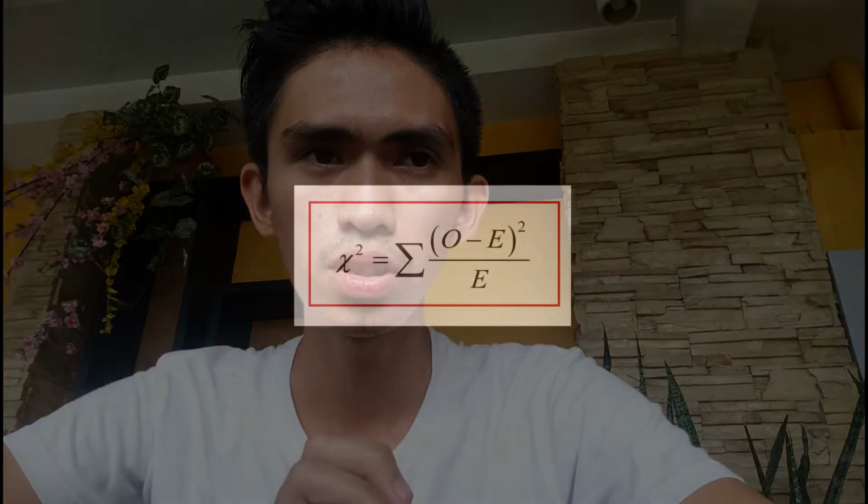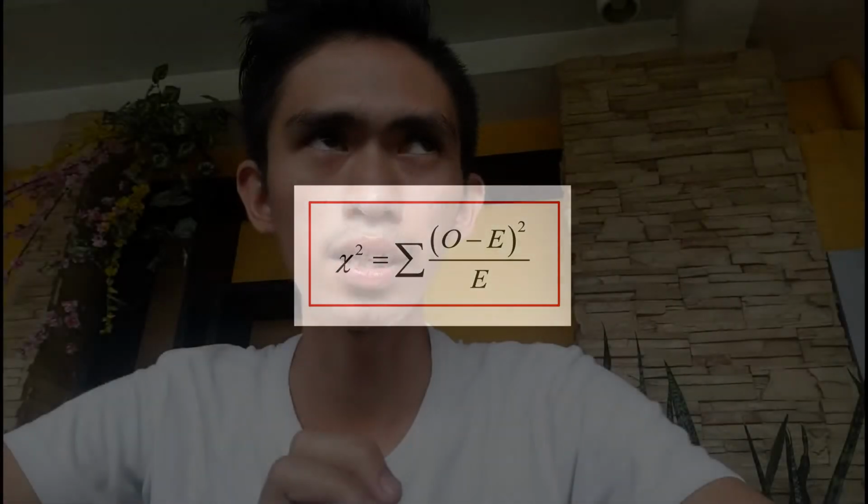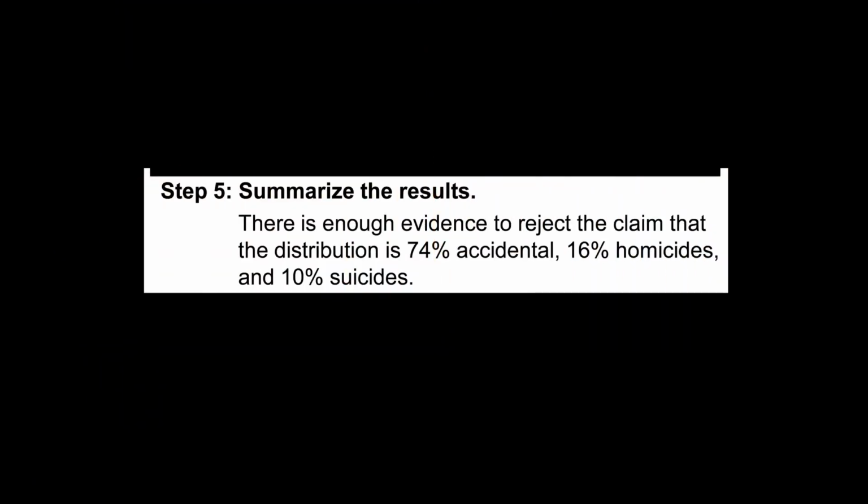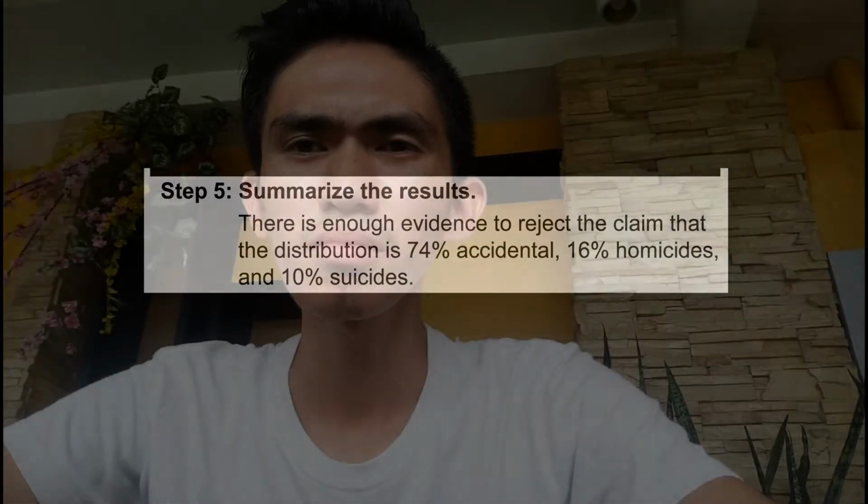Then step 3, compute the test value. So kani nga formula again unya ako na pud ni solve balik. Step 4, make the decision. Reject the null hypothesis since the test value exceeds the critical value. Then step 5, summarize the result. There is enough evidence to reject the claim that the distribution is 74% accidental, 16% homicide, and 10% suicides.